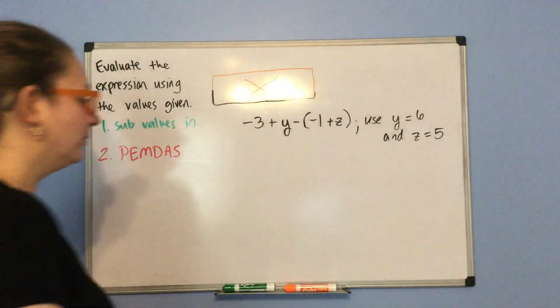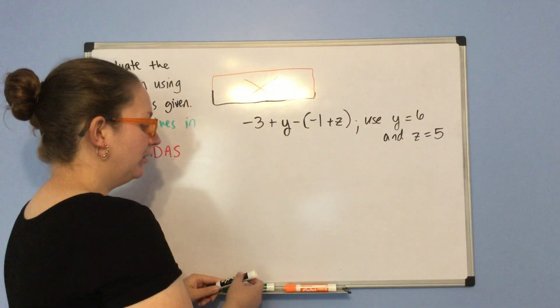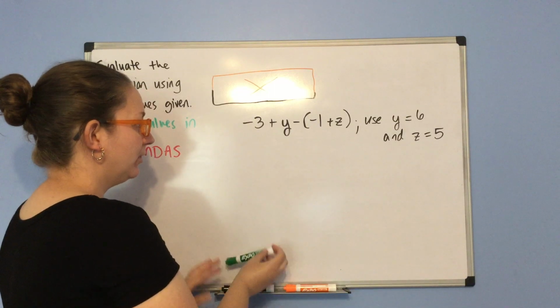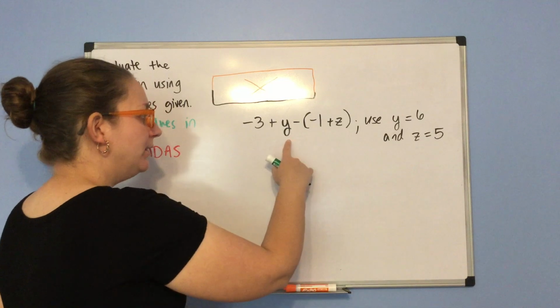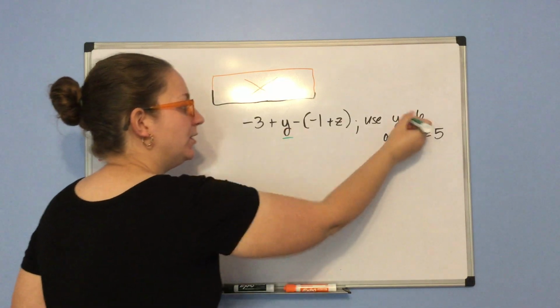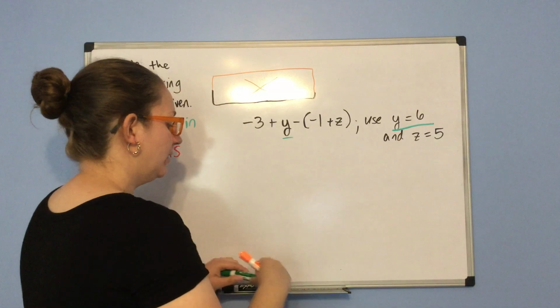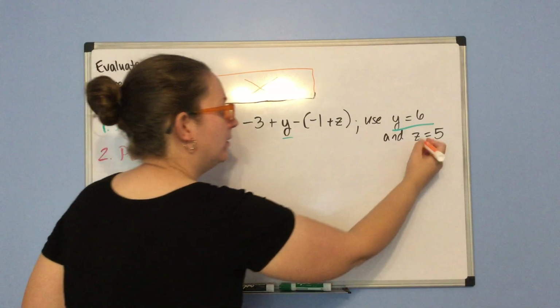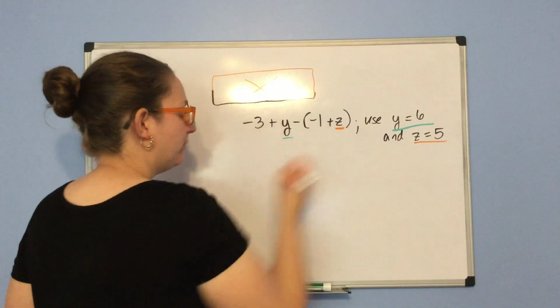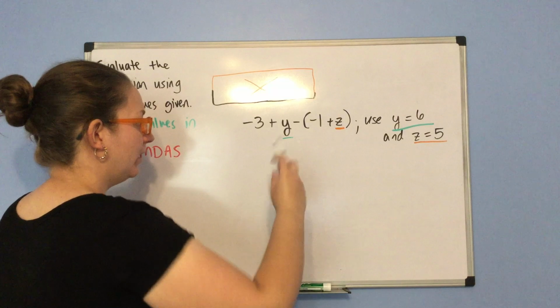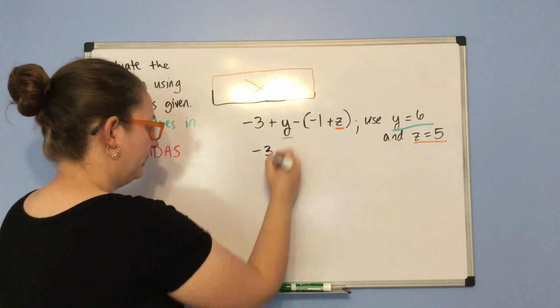Let's try some together. So this first one that I have written out right here looks like an order of operations problem, except we've got those letters in there. Anytime we see a Y, they're telling us they want us to use 6 instead of Y. Anytime we see a Z, we're going to turn that into a 5. So we need to fill in all of our Y's and Z's with the appropriate numbers.